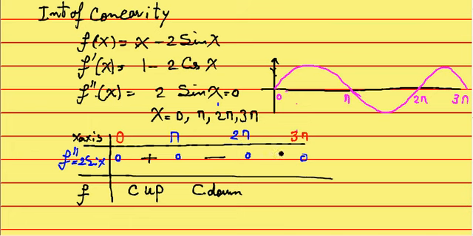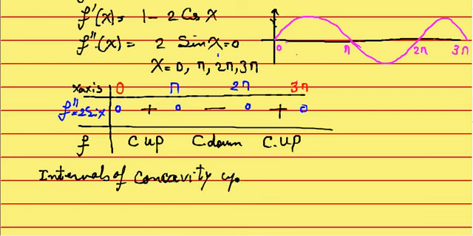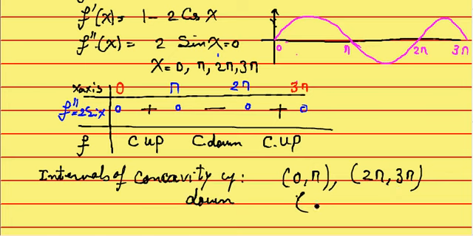From 2 pi to 3 pi, again the function is positive, the second derivative is positive, and the original function is going to be concave up. So intervals of concavity up are from 0 to pi and 2 pi to 3 pi. Intervals of concavity down is from pi to 2 pi.